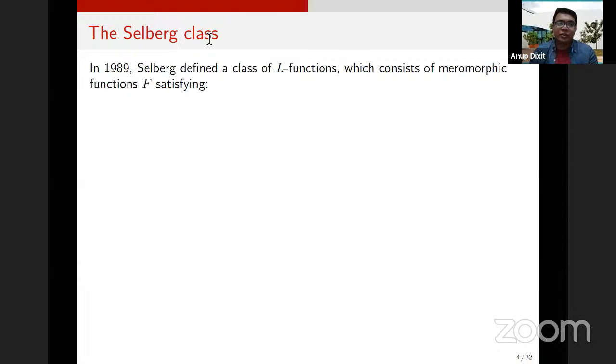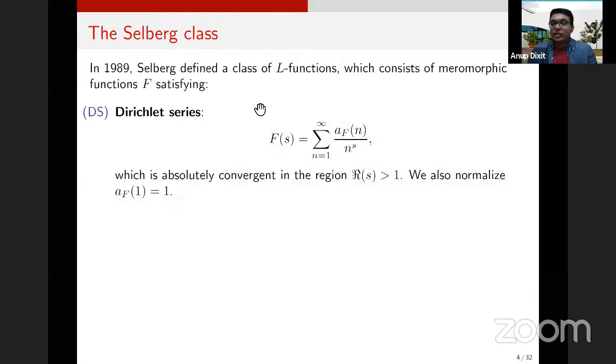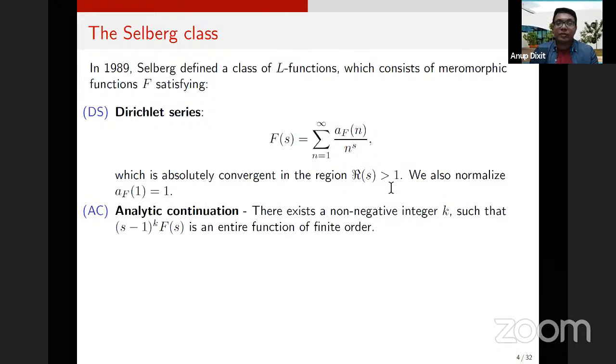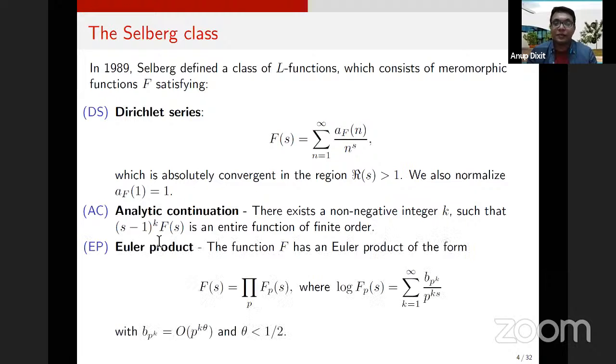These properties are going to look very, very similar to the properties of the Riemann zeta function that we just described. So the function should have a Dirichlet series where the leading coefficient is 1, and it should be absolutely convergent on real part of s greater than 1. It should have an analytic continuation except for a possible pole at s equals 1. And there should be an Euler product of this type with some constraints on the coefficients of these Euler factors, slightly similar to that of the Riemann zeta function.